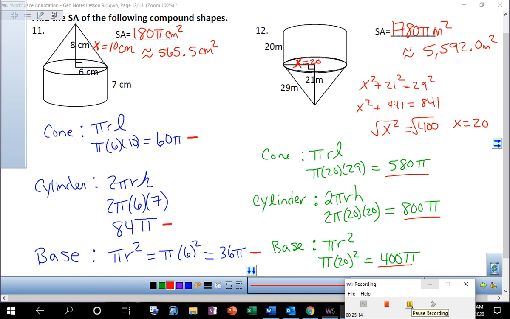Alright, so hopefully you got 20 for your radius. Then the surface area of the cone is 580 pi. The cylinder is 800 pi. And then your one base is 400 pi. So together, 1780 pi meters squared, or approximately 5,592 meters squared.